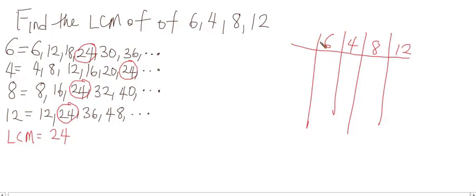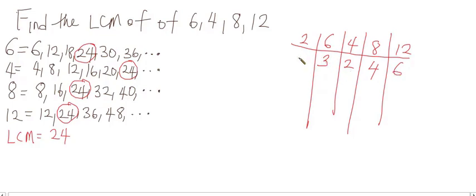So dividing this list of numbers here by a certain prime number goes on like that till we have 1 at the bottom of this branch. So that's just how this method works. I'll start with the first prime number, which is 2. So 6 divided by 2 would give me 3. 4 divided by 2 gives me 2. 8 divided by 2, that will be 4. 12 divided by 2, that will be 6.